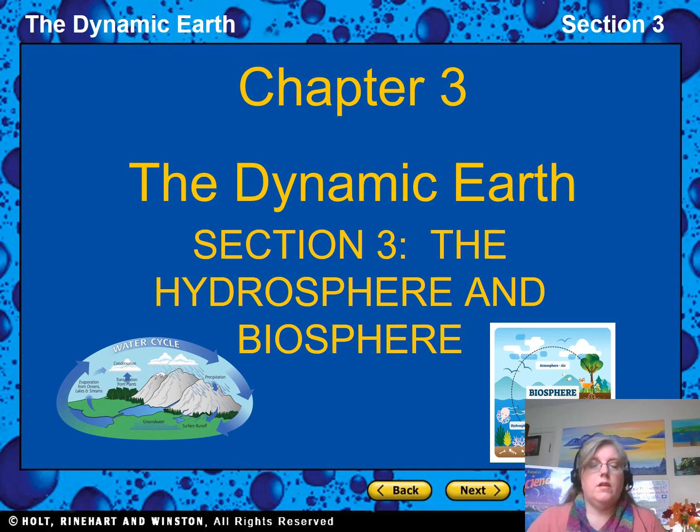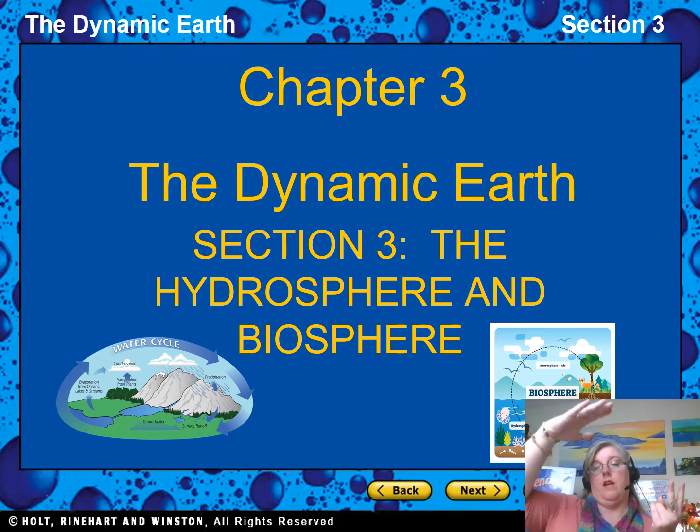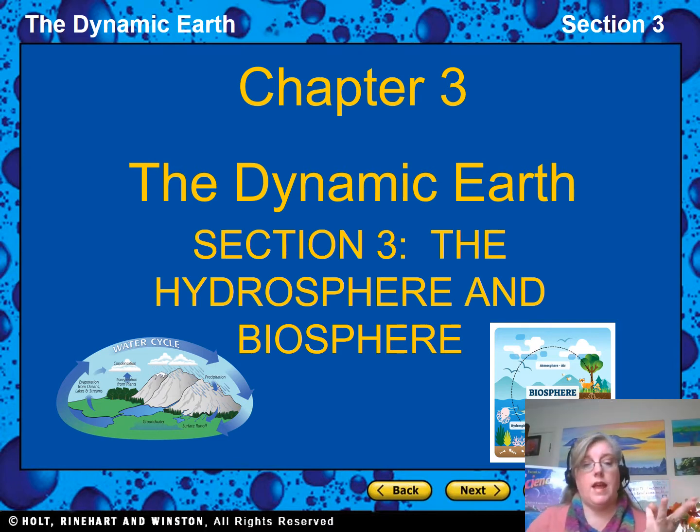Hey guys, we are going to cover our third section of chapter 3. This one we cover the hydrosphere and the biosphere. We covered first the geosphere with the core, mantle and crust. Then we covered the atmosphere with the stratosphere, the troposphere, all the different layers of the atmosphere. And now we're going to do the other two. There's 4 spheres: geosphere, atmosphere, hydrosphere, and biosphere. We're covering the last 2 together in one section.